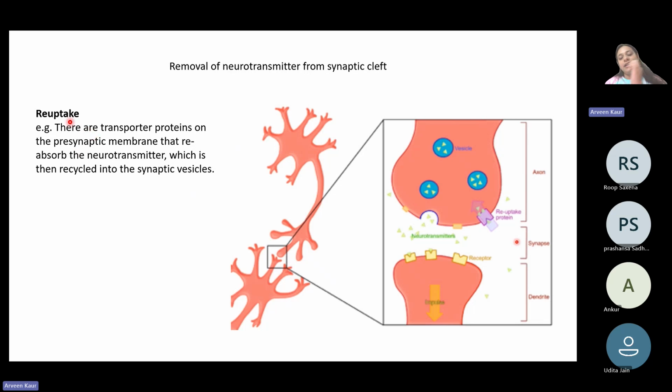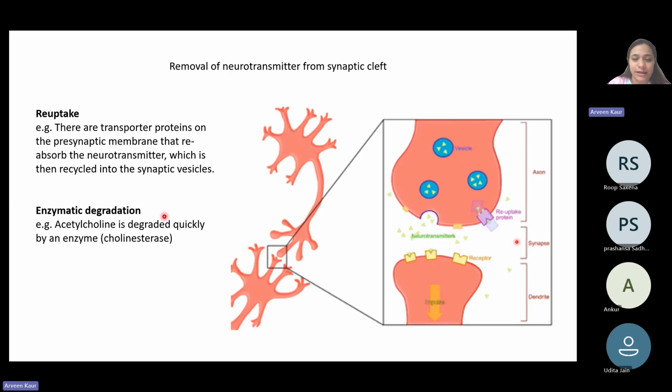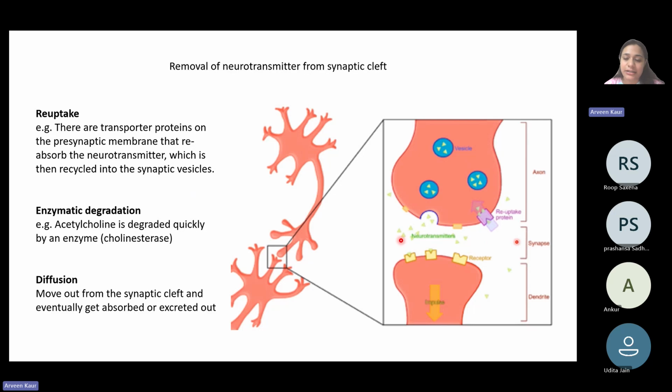One phenomenon is reuptake, wherein there are transporter proteins on the presynaptic membranes themselves. These reuptake proteins can reabsorb the neurotransmitter, which is then recycled into the synaptic vesicles, and next time it can be released. Then there is enzymatic degradation. For instance, if acetylcholine is the neurotransmitter over here, it can quickly get degraded by an enzyme known as cholinesterase, right? And then comes diffusion. They can move out of the synaptic cleft and eventually get absorbed somewhere else, or they can get secreted out, right?